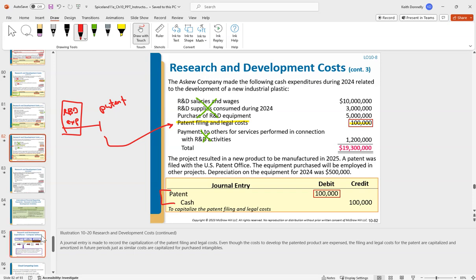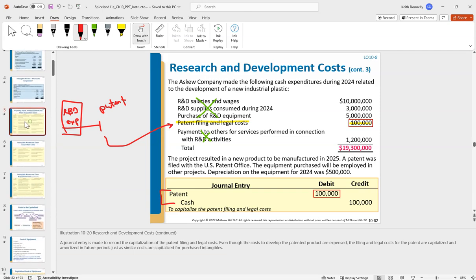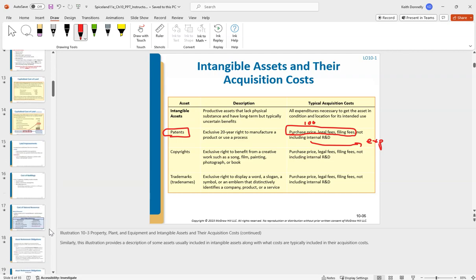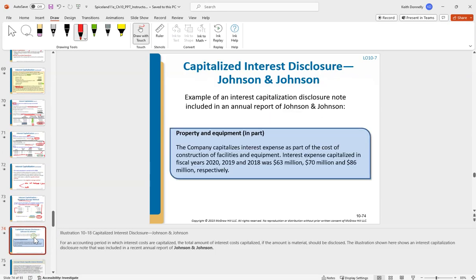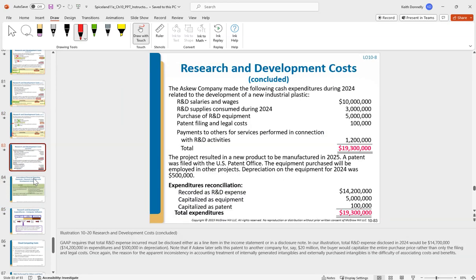Debit patent, credit cash. So to tie this back into the first lecture, remember I said the general rule was up until you capitalize and up until you flip the on switch. With a patent and a lot of these intangibles, you're going to capitalize purchase price, legal, that's what we're doing here, 100 grand, but not internal R&D. This we expensed as a general rule. Okay, you can look at that slide.